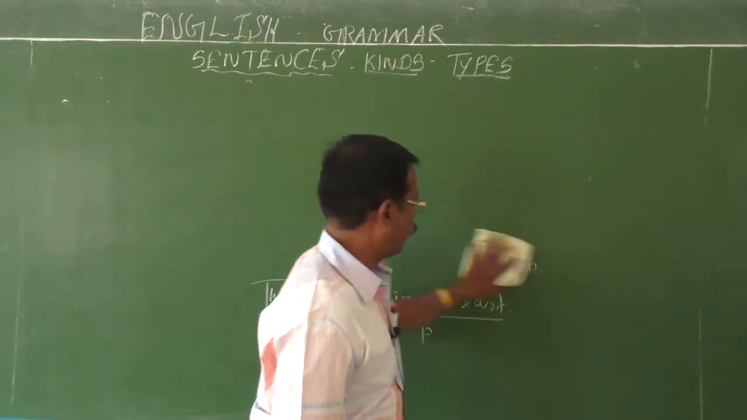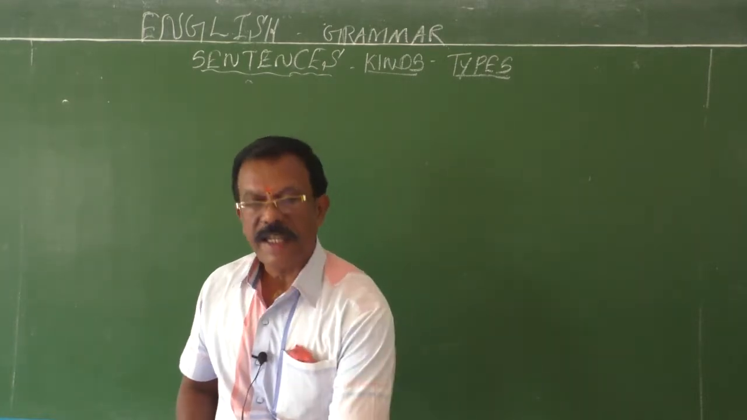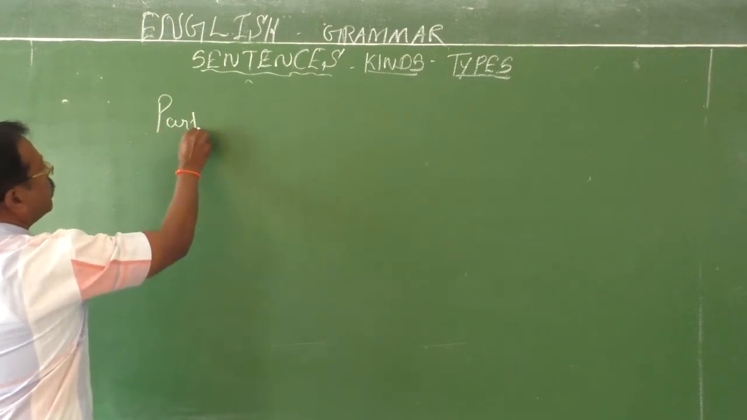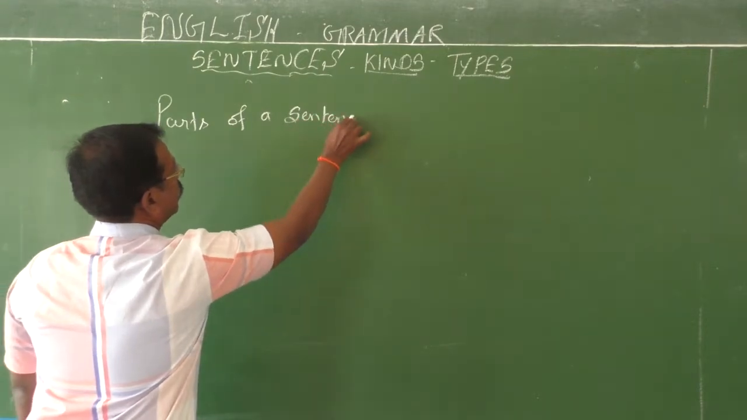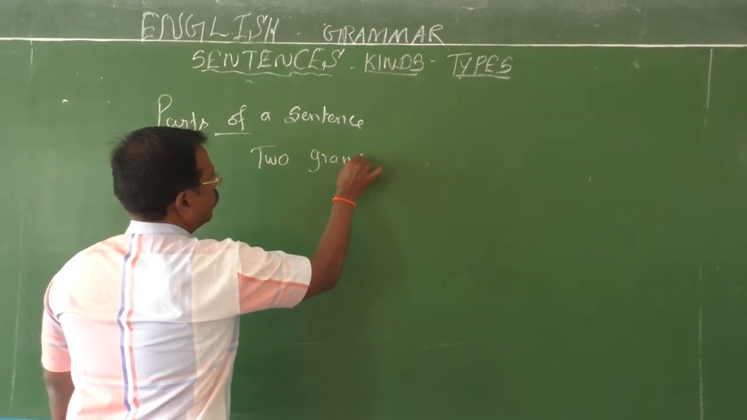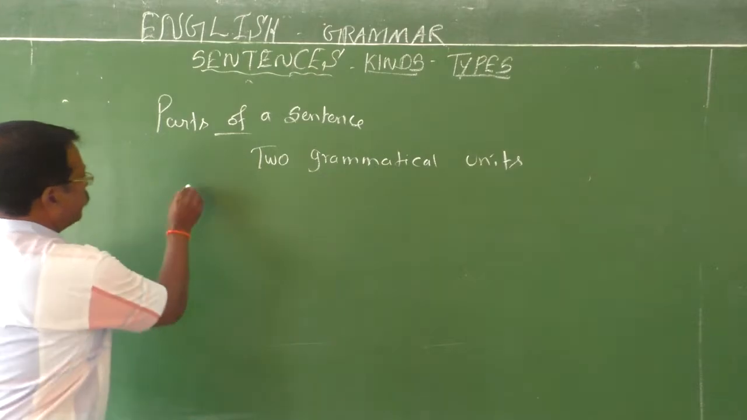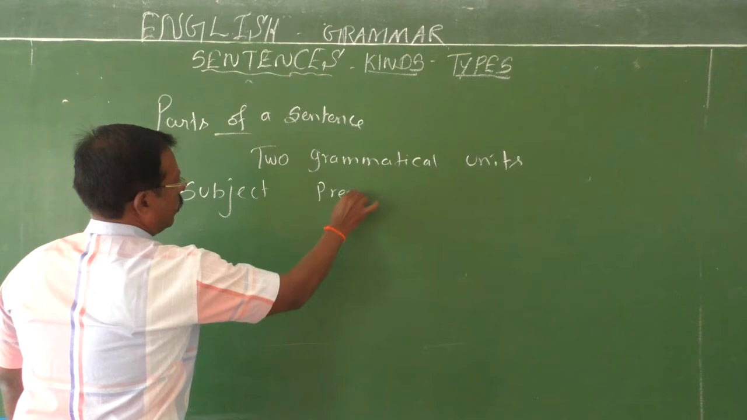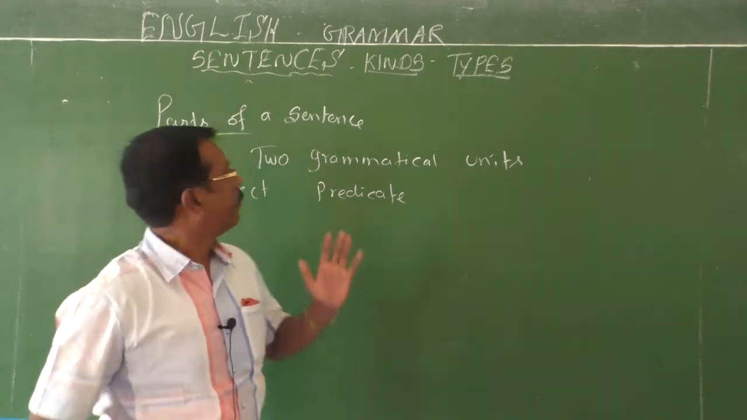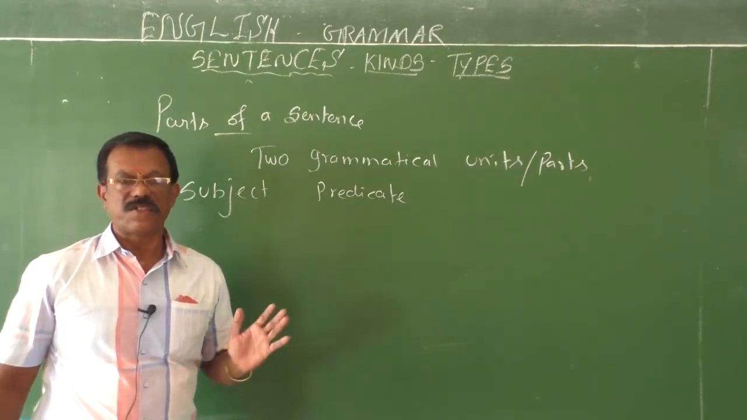A sentence, as I told you, is a group of words. Then every sentence has some words in it. Such words only make a sentence a meaningful one. So every sentence has two grammatical parts, parts of a sentence. Every sentence has two grammatical units. What are those units? Subject and predicate. So every sentence, every statement has two grammatical units or parts. They are the subject part and the predicate part. Every sentence consists of a subject and a predicate part.